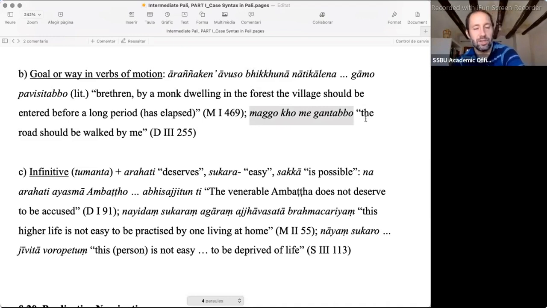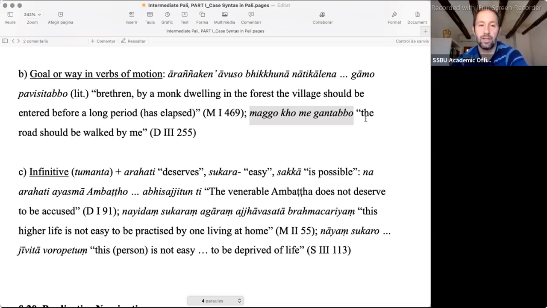Maybe in English it sounds a little bit better than in other European languages. I'm not so sure. But my point is, I don't know if when in Pali we say maggo me gantabbo, does it sound as strange as in English, "the road should be walked by me"? I think in Pali, maggo me gantabbo sounds relatively natural, but in English, "the road should be walked by me" doesn't sound very natural.